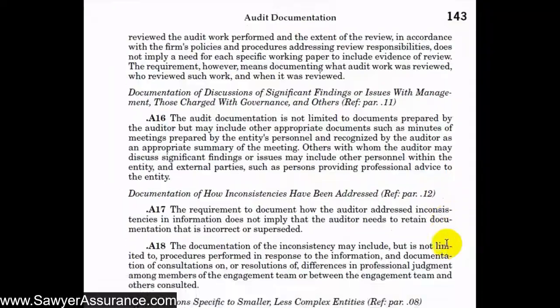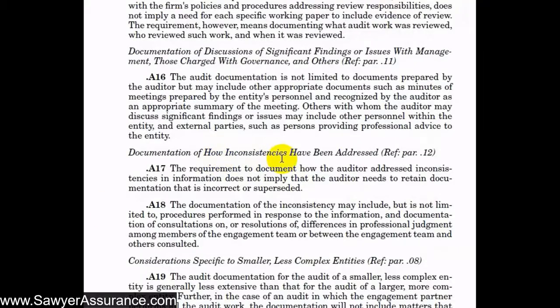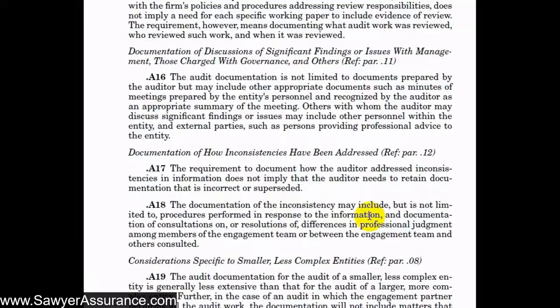And finally, we need to discuss how inconsistencies were addressed in relation to the significant findings. So they want to emphasize here that this requirement doesn't imply that we need to retain documentation that is incorrect or superseded, but we do need to document procedures that were performed in response to the information and documentation of consultations or resolutions of differences in professional opinion among members of the engagement team or between the engagement team and others consulted.